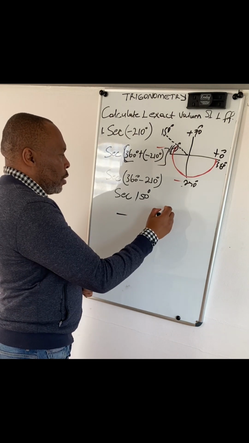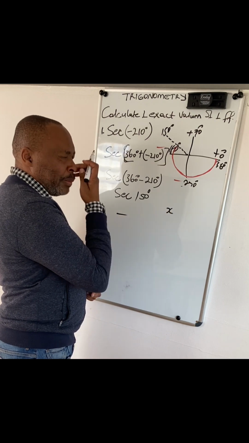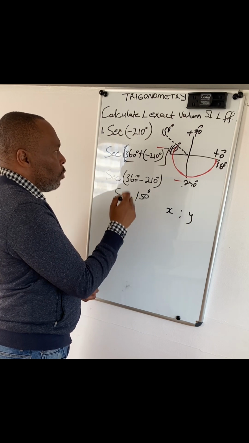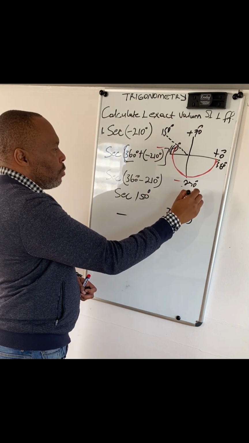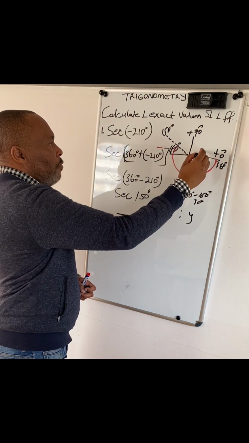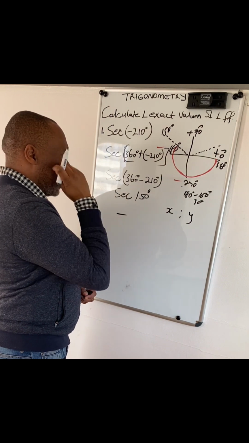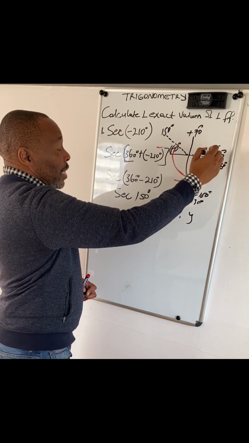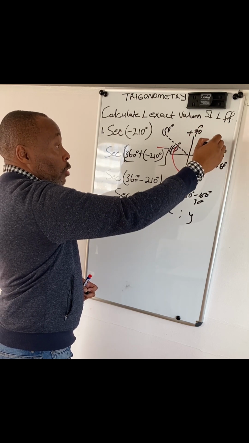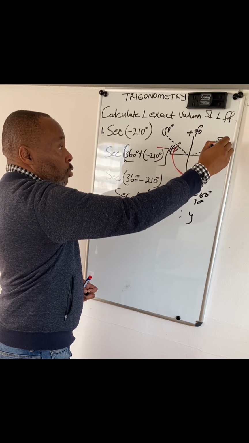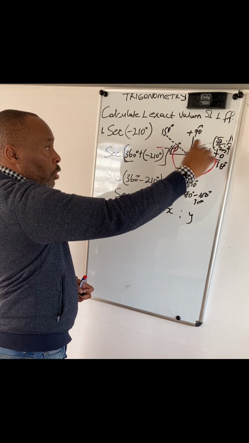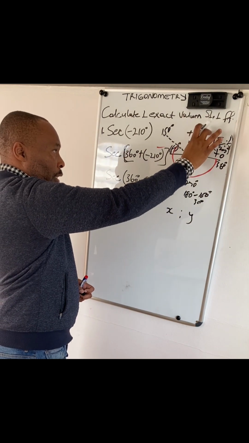Let's look at the values, x and y. At 150, 180 degrees minus 150 degrees, we are left with 30 degrees. So we're using the same values we have at 30 degrees. The x value at 30 degrees is root 3 over 2, and the y value is half, and they are both positive, for all values in the first quadrant are positive.